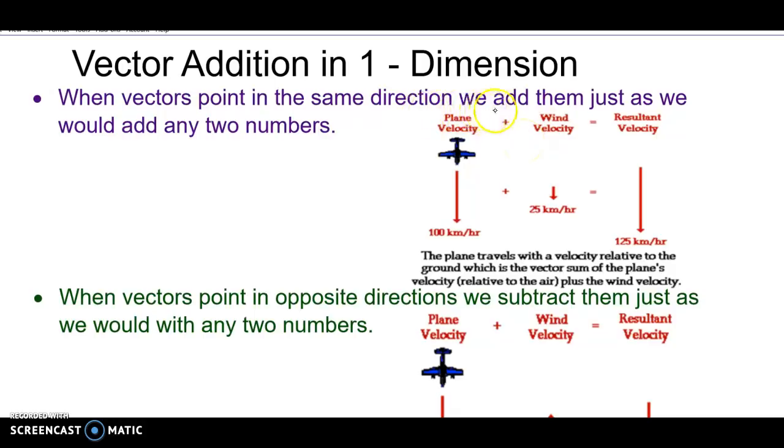When they point in the same direction, we can just add them, just like we would any two numbers. So the plane velocity was 100 kilometers per hour. The wind velocity was 25 kilometers per hour. So their resultant velocity in the same direction was 125 kilometers per hour.